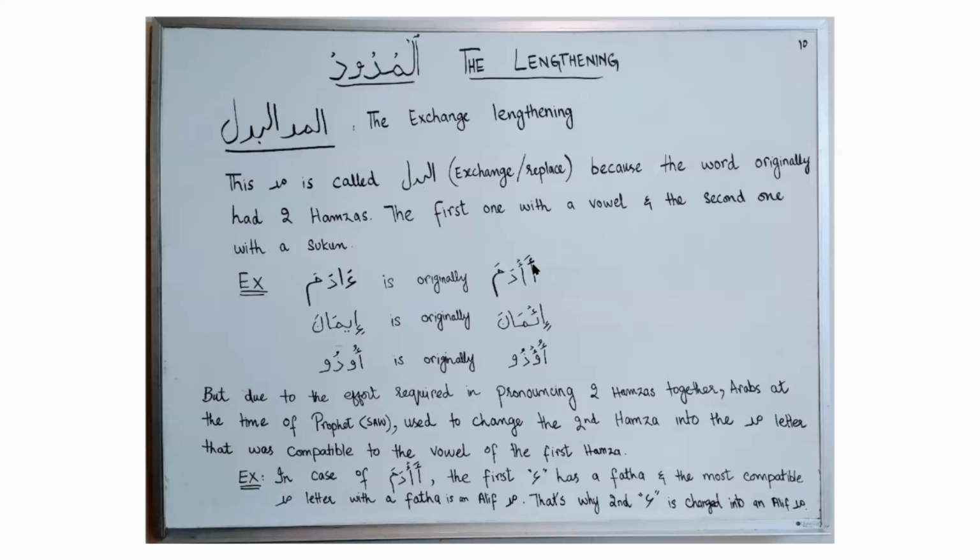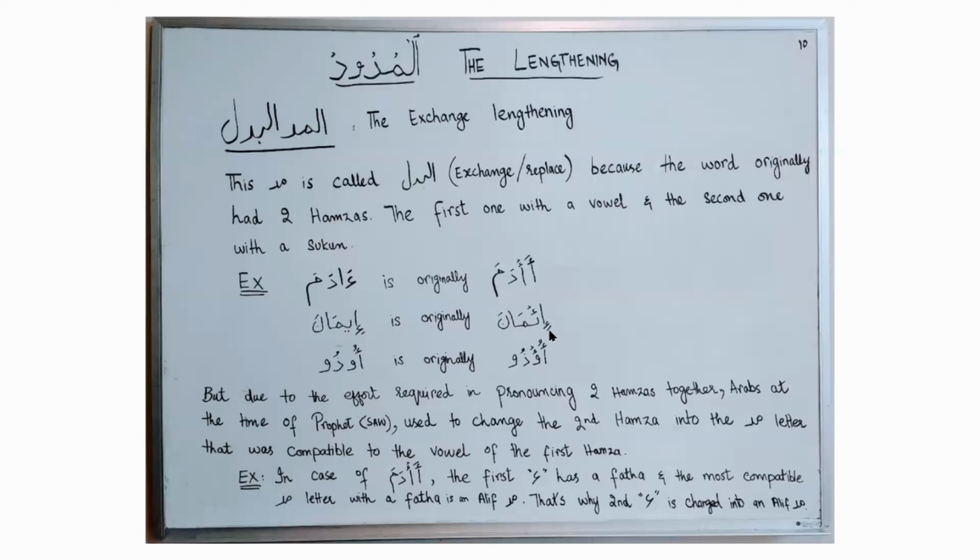So for example, in this case, the first hamza has a fatha. So the second hamza will be changed into alif mad because alif is compatible with fatha. So when we change the second hamza into alif mad, the sound will become like this. Adama. And just like this, if you see the next example, we recite it like this. Imana. But originally, the word is like this. I'mana. So the second hamza, which is sakin, will be changed into a mad letter that is compatible with kasra because the first hamza has a kasra.